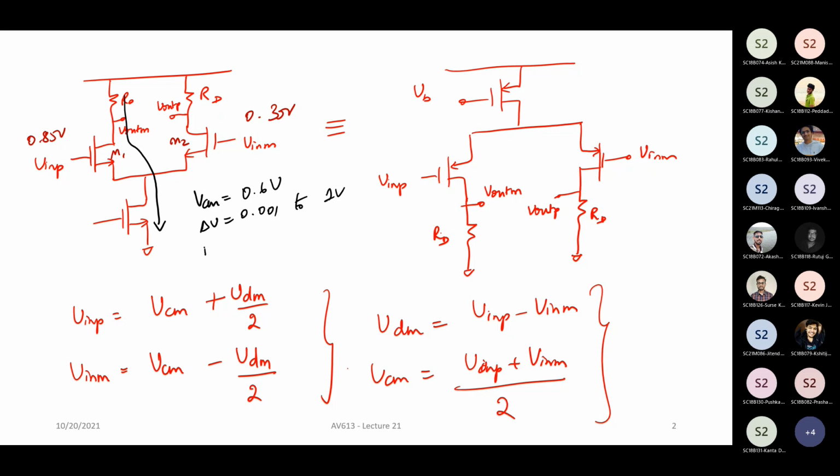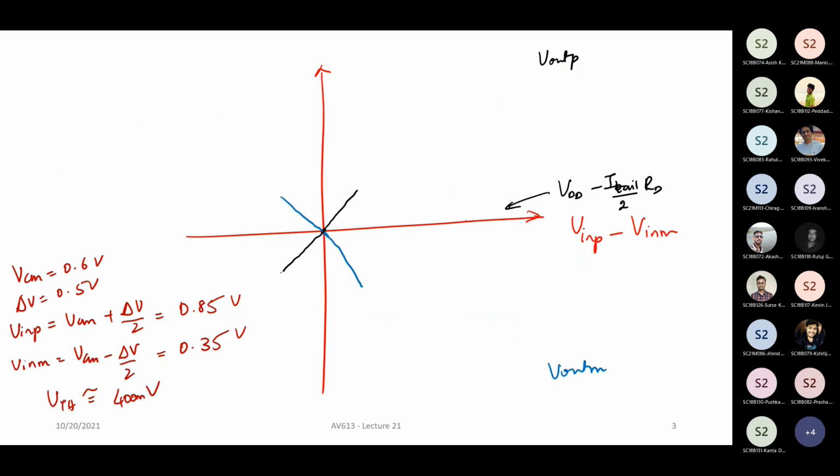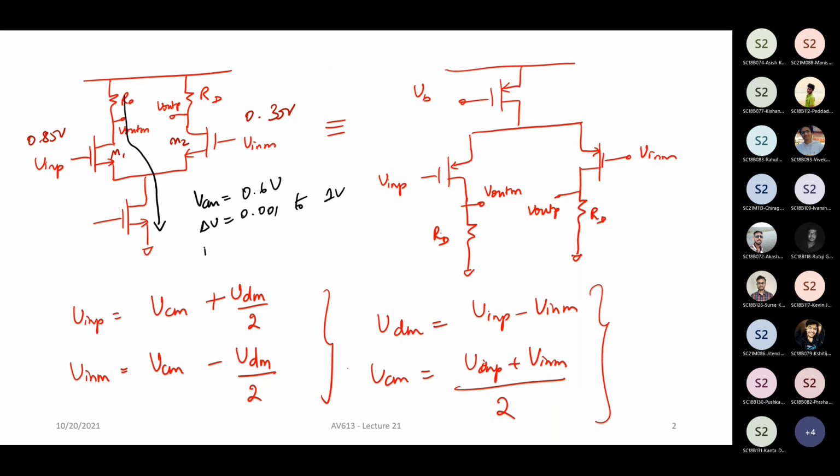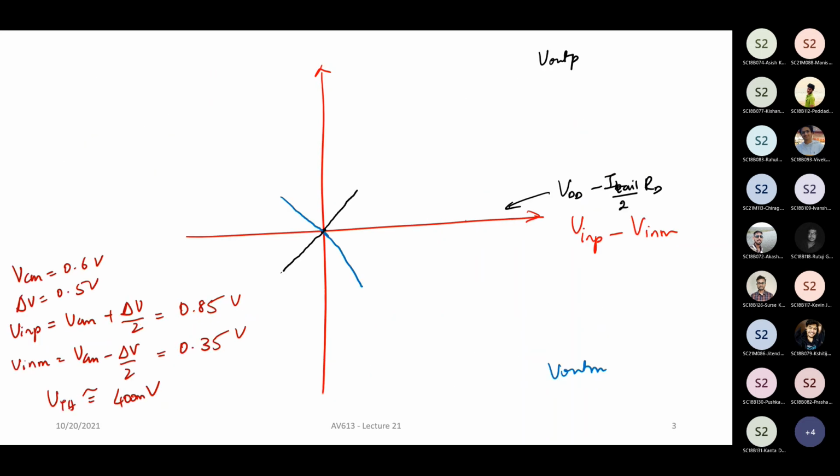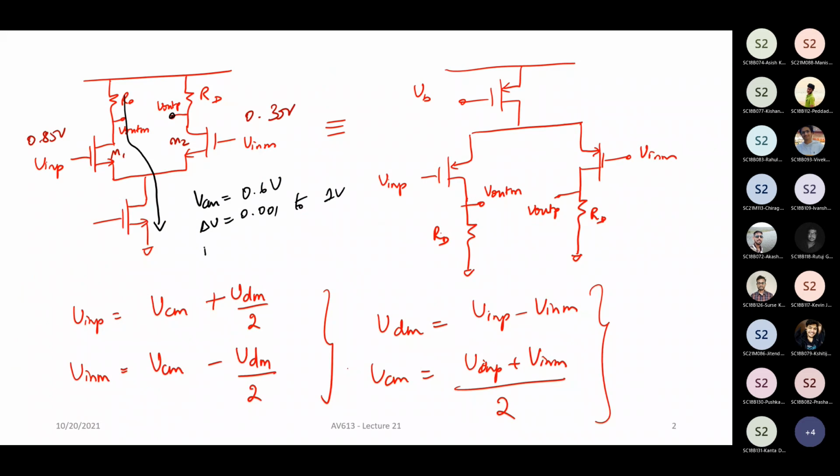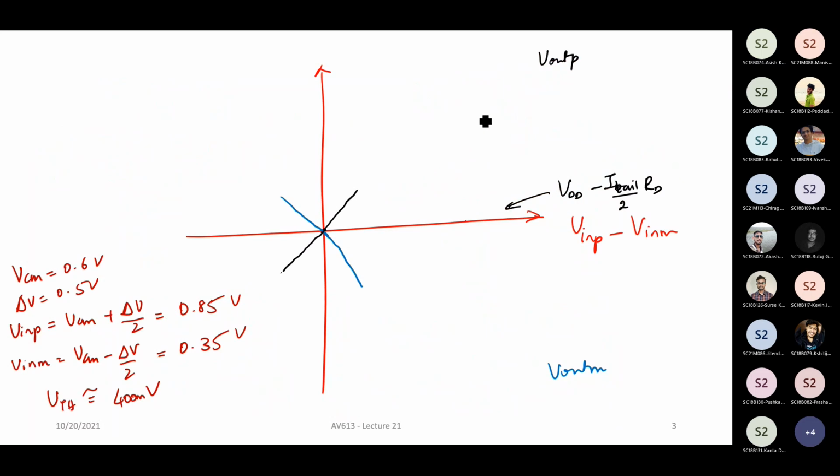Now, if the entire I tail is flowing like this, and in M2 there is literally no current, then what is your output V out P, the positive output? Assume that the current through M2 is 0. It will be VDD. So for very large differential voltages, it is going to be constant at VDD.